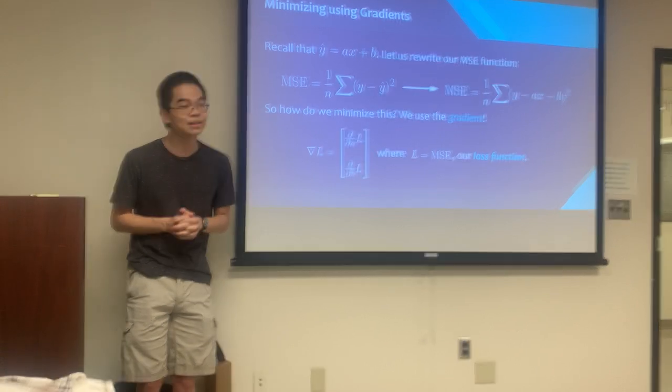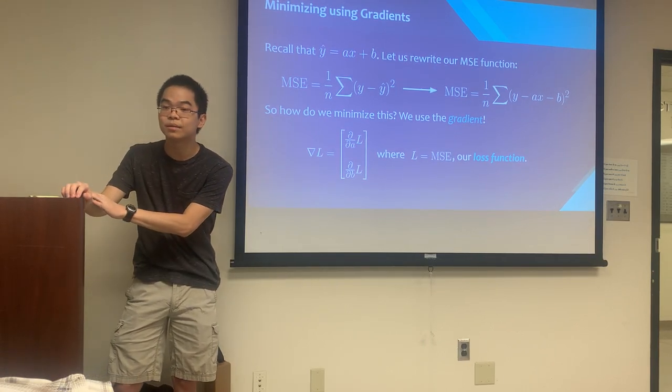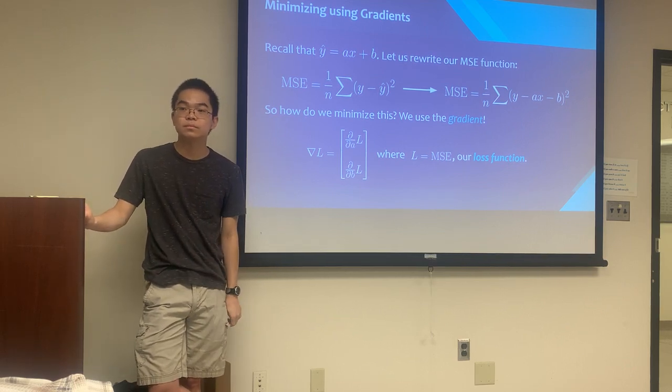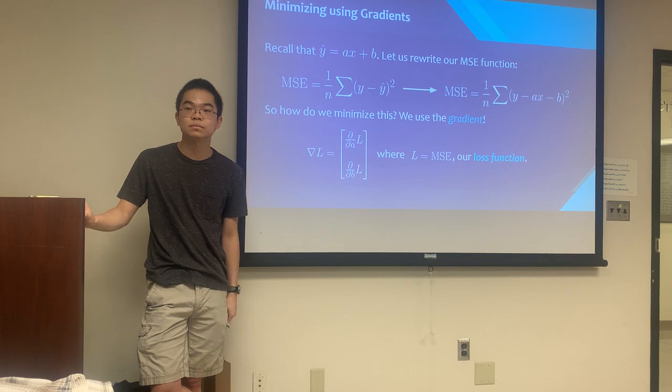Okay, let's keep going. Oh, yes. This might be out of scope, but is there a reason we'd rather square it as opposed to just taking the absolute value?